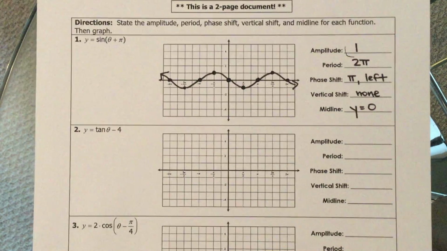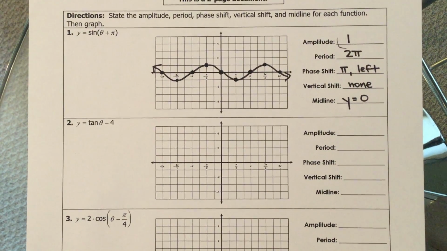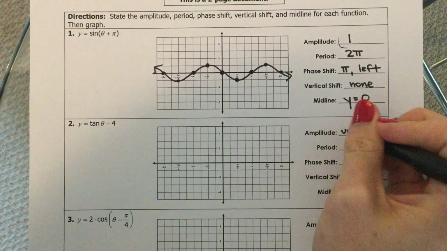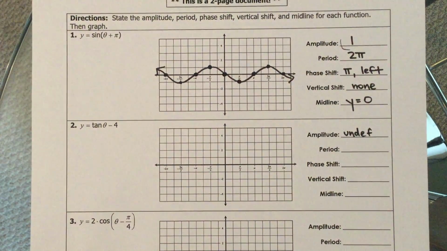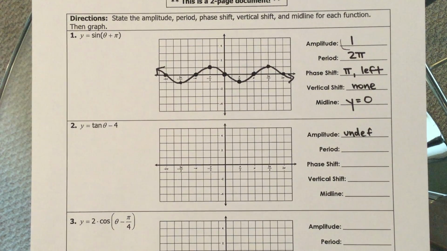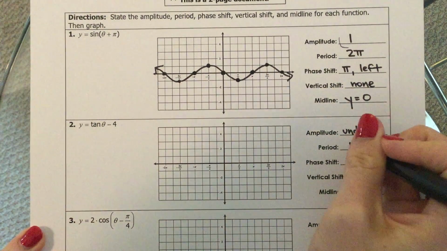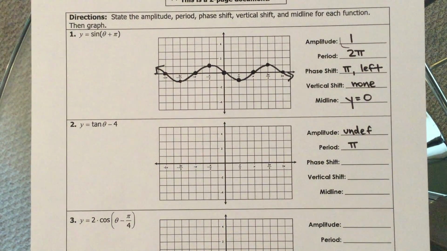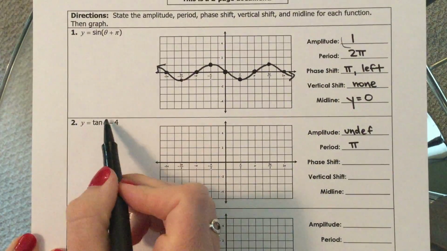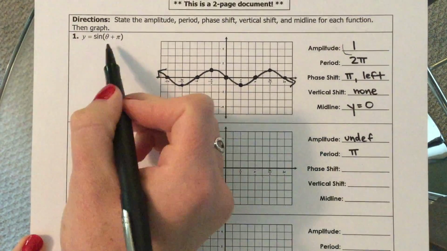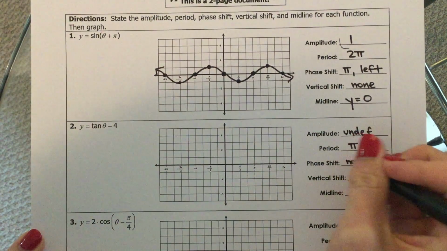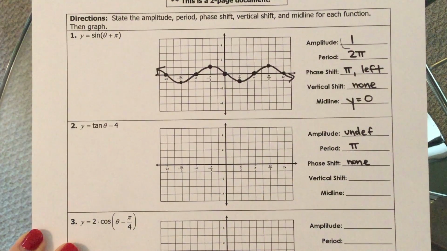Okay, let's also do number 2, tangent graph. So this one, the amplitude, remember, is undefined for everything except for sine and cosine. If there are vertical asymptotes, then you don't have an amplitude because you don't have a highest point or a lowest point. The period for tangent is always pi divided by whatever's in front of the theta. So there's nothing in front of the theta, so that's just going to be pi. The phase shift is if there's something in parentheses with the theta, the way there was here. So since there isn't any parentheses, there is no phase shift.